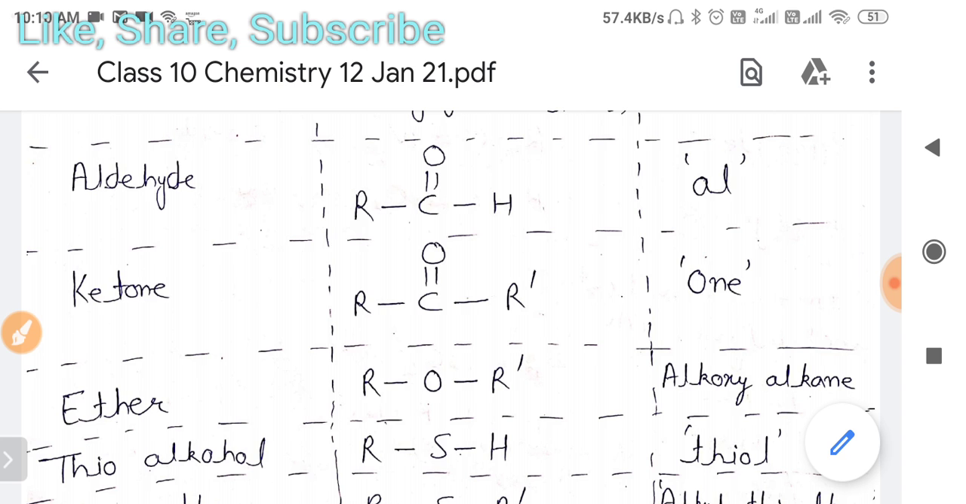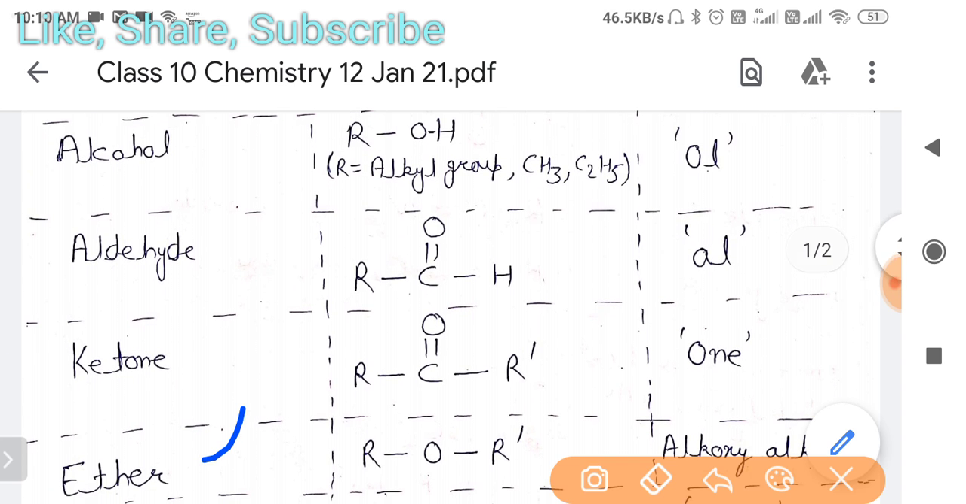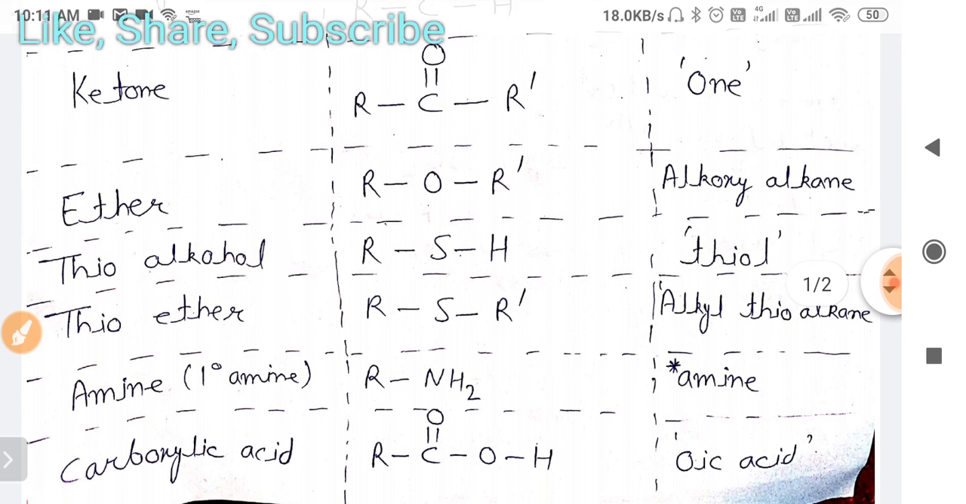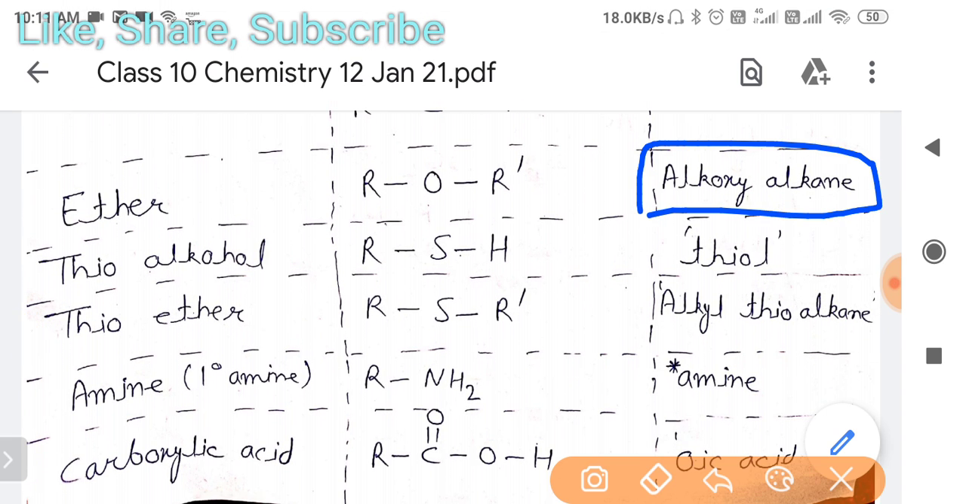Then one other thing I have to write here, just beneath the alcohol, because ethers resemble alcohols. If you see ROR dash here, instead of H there is a second alkyl group. So whenever there is an alkyl group here, it means it is an ether, and it is written as alkoxyalkane. This is the only method to understand and memorize them. Whenever you have to write the IUPAC name, these are represented as alkoxyalkane.